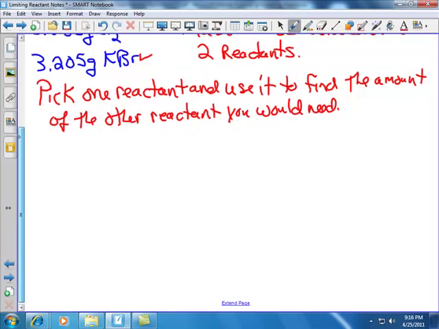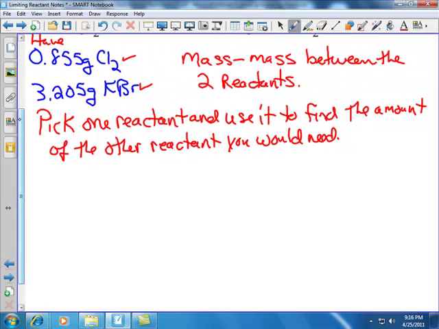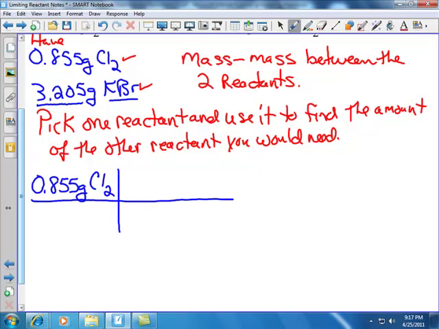And I am just going to pick the 0.855 grams. So I'm going to start with 0.855 grams of Cl2. And this is just a shot in the dark. You just pick one. And what I want to do is a mass-to-mass to the KBr. Now remember, this 3.205, that's what I have. But this actually kind of goes back to the theoretical idea. I want to find out theoretically how much KBr I actually need to react with that.